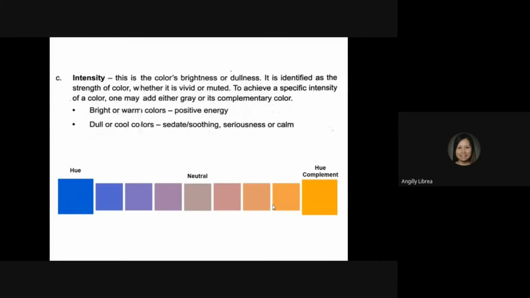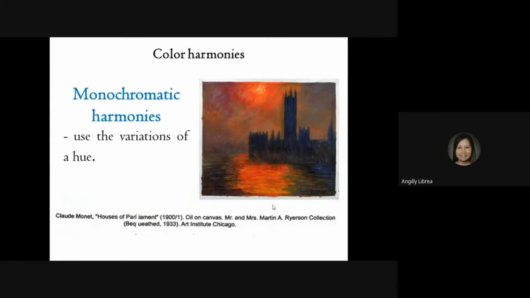Next one is intensity. This is the color's brightness or dullness. It is identified as the strength of color, whether it is vivid or muted. To achieve a specific intensity of a color, one may add either gray or its complementary color, like bright or warm colors, that these colors give positive energy. Dull or cool colors, these colors give a feeling of sedation, soothing, or seriousness or calm. To better understand intensity of color, color harmonies are to be considered in this case.